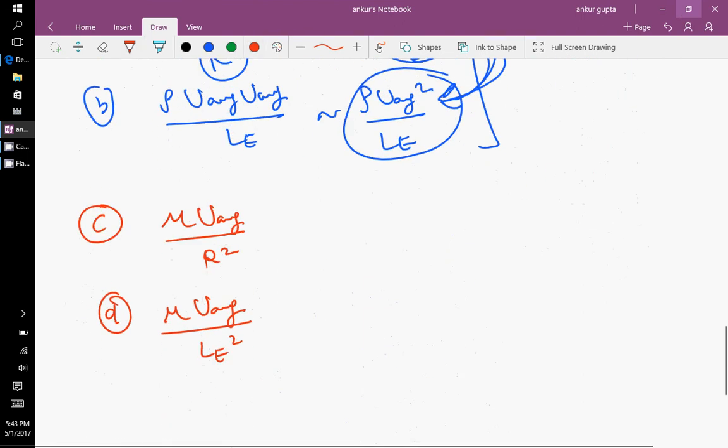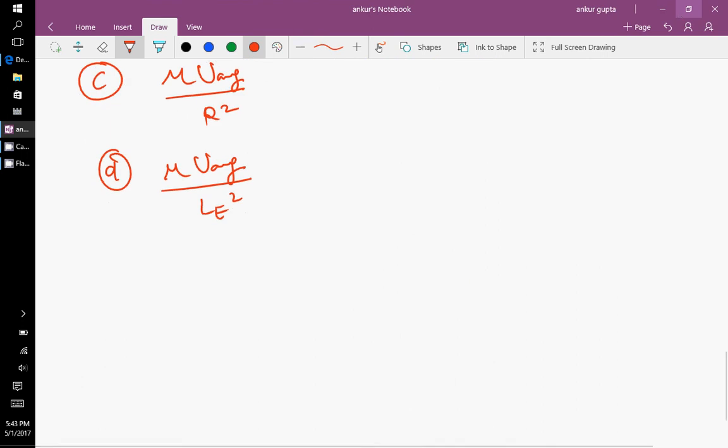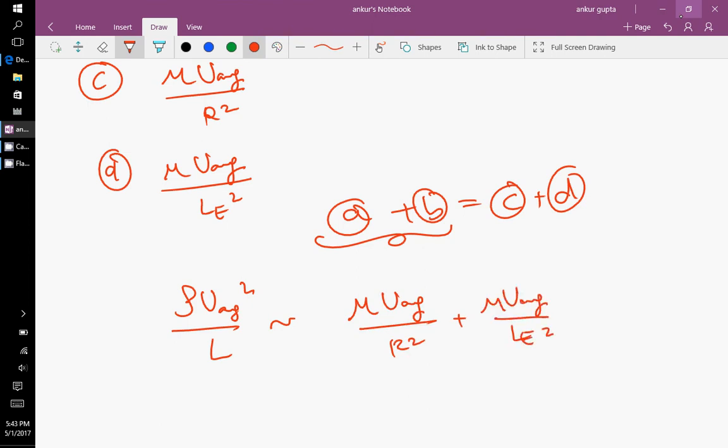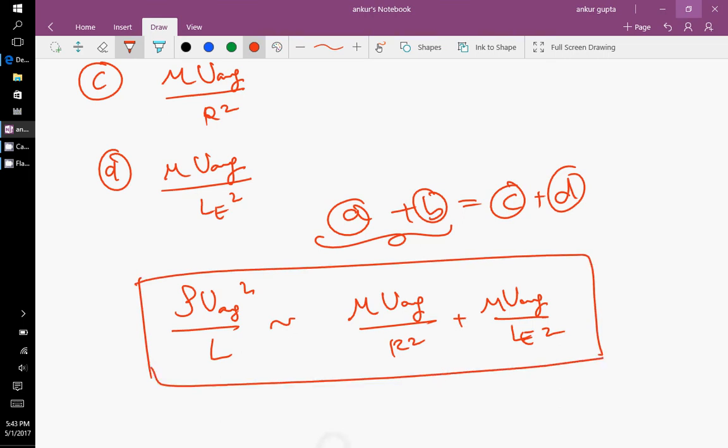Okay. So now let me have all the terms here. So A plus B can be simply, and the equation is A plus B is equal to C plus D, right? So A plus B here is actually similar to U average square by L, and then C is mu into U average by R square plus mu U average by LE square, right? Now in a normal balance, when we did not have this thing of a pipe flow, rather than R, we actually had delta there, right? And LE was actually just length.